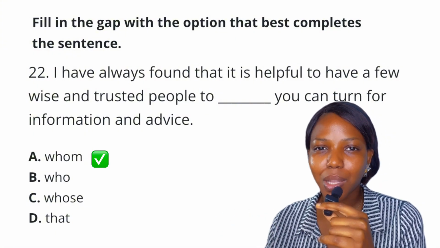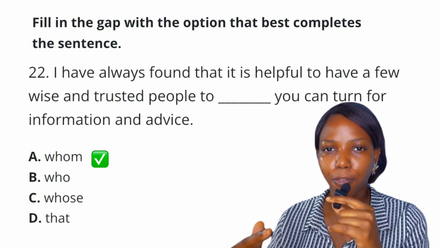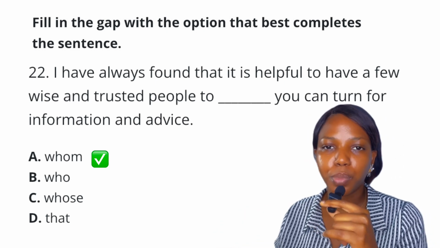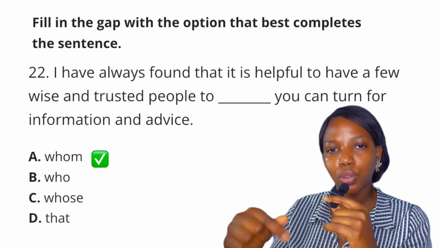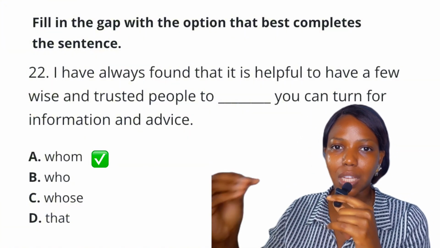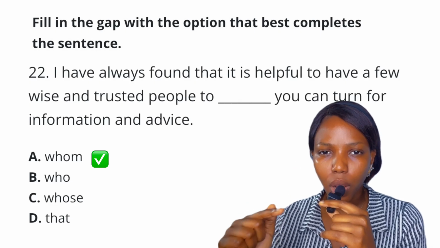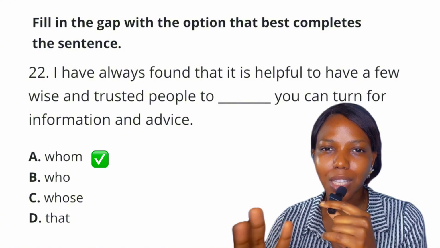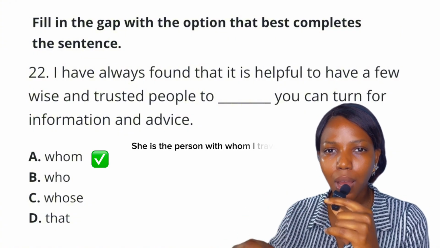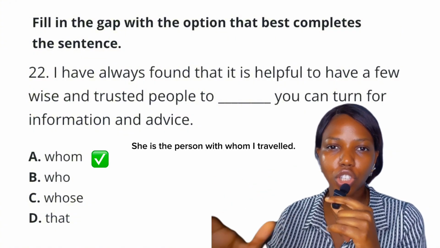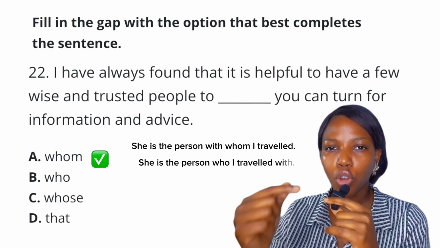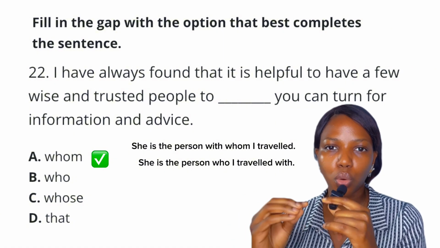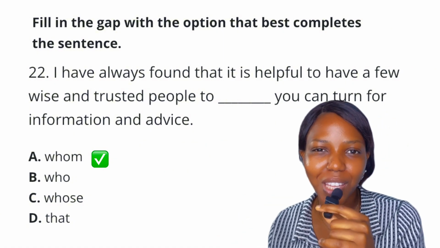Now note that this statement is formal and we can change it to an informal one. I have always found that it is helpful to have a few wise and trusted people who you can turn to for information and advice. Now notice I have used who and the preposition comes after. Another example, she is the person with whom I traveled. This is formal. I can change it to informal: she is the person who I traveled with. The preposition comes after and I'm using who. So the final answer to this question is option A, whom.